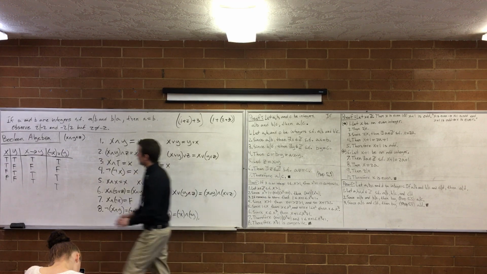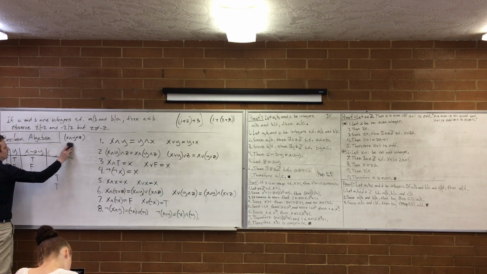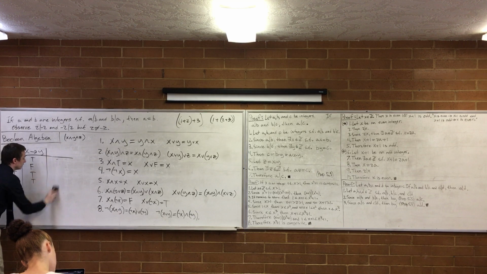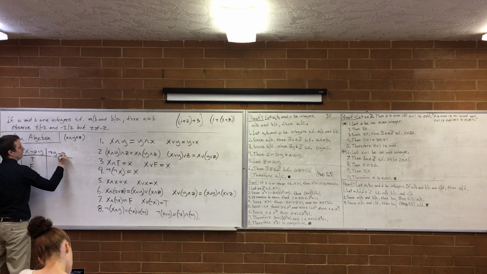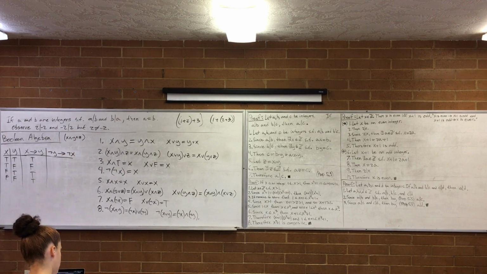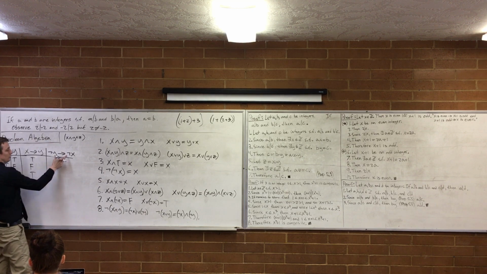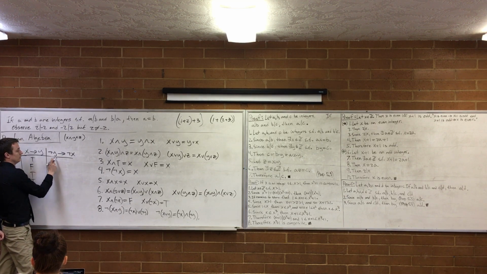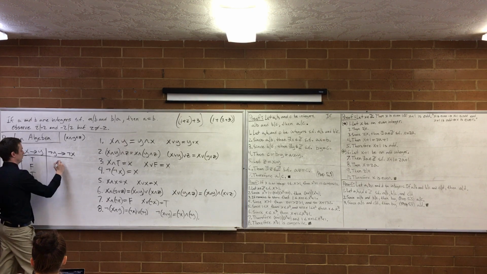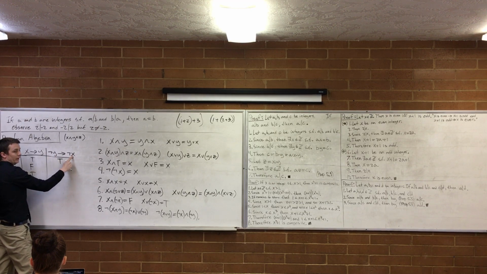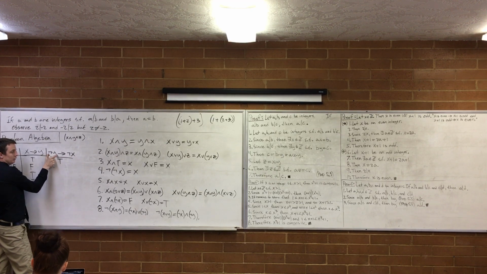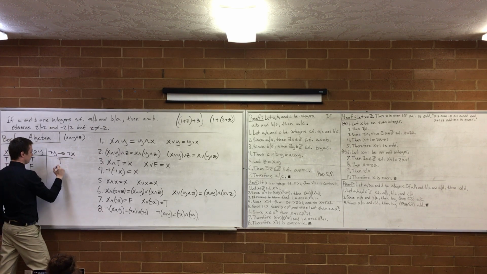Contrapositive. Sometimes instead of showing that x implies y, it's easier to show that not y implies not x. Okay? So let's write that out. You plug in true and true, what do you get? False and false. And false implies false is true. Now we plug in false for y and true for x. So false for y makes true. True implies false equals false.